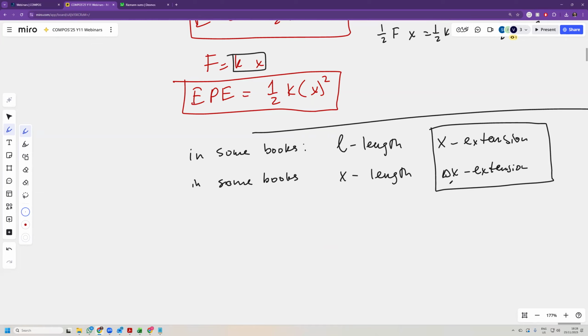Okay, so it's not a mistake to use delta x as long as you understand what it means, right? That's why in GCSE you often are asked to write down the formula in words, right? Because the formula can be written as 1/2 kx squared or 1/2 k delta x squared, or even in some cases 1/2 k e squared, because some people use e for extension, and that's fine. It's not a big deal.